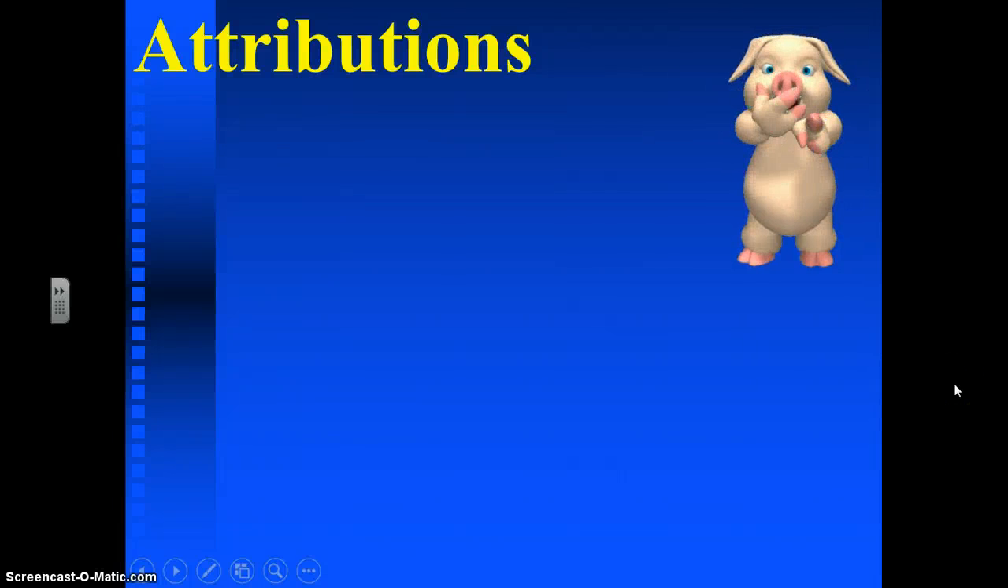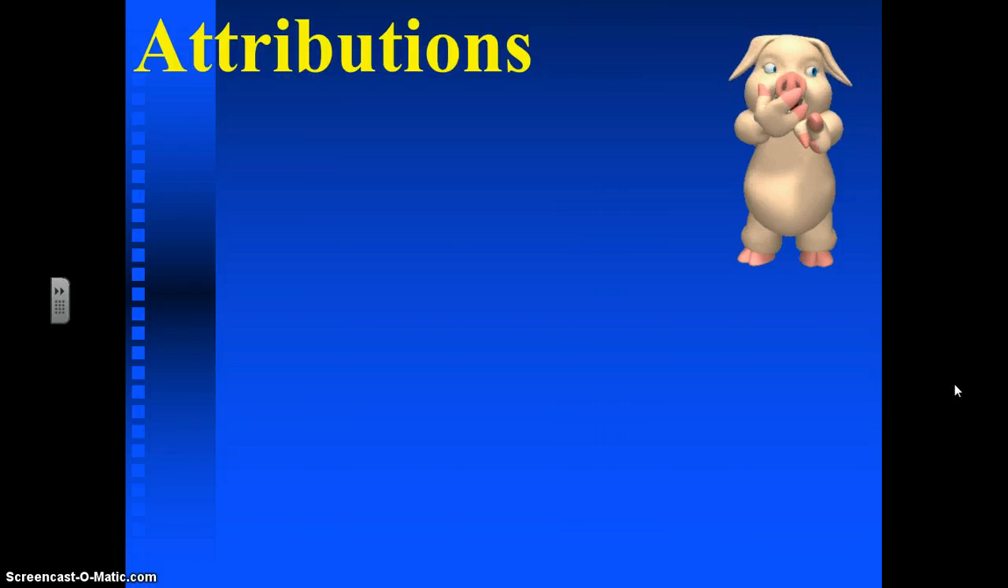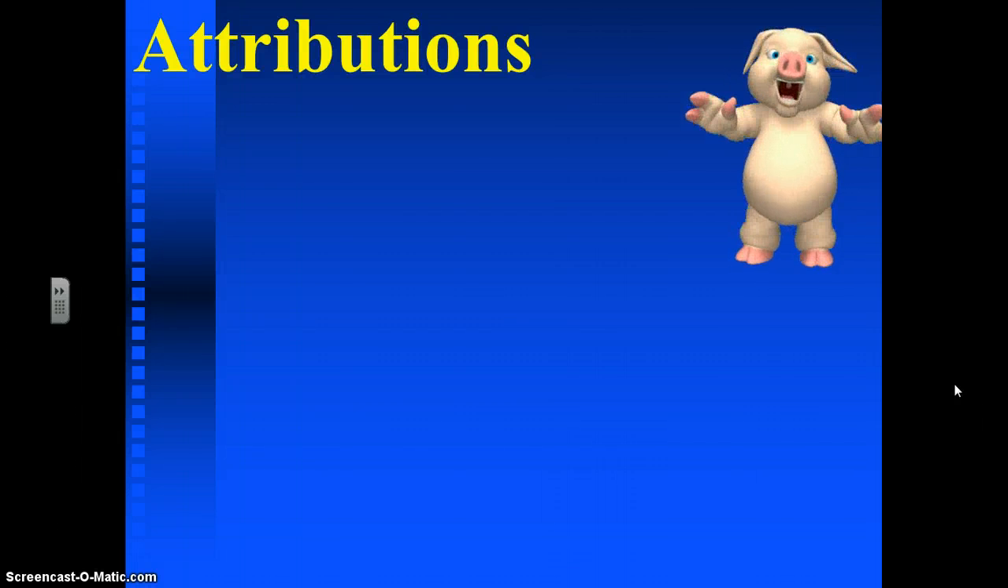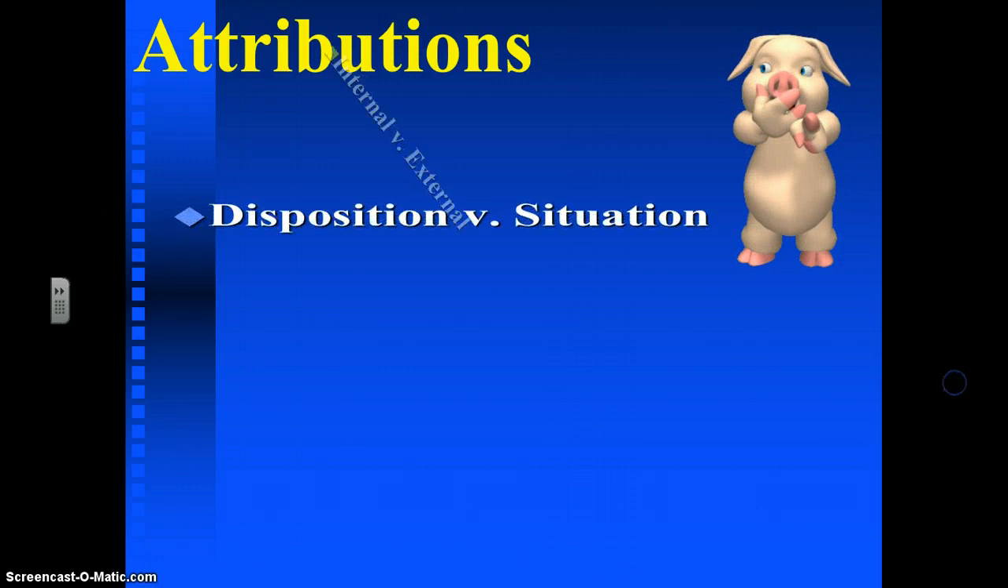Let's talk about attributions. Attributions are things that we point to as the reason or the cause for various events or behaviors. So, if you have to sum it up in one word, think of it as explanations. Attributions would be explanations. You're trying to explain either somebody else's behavior or maybe your own behavior. So, attributions, that's what we're looking at.